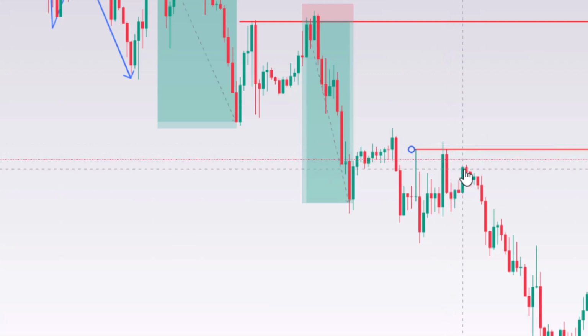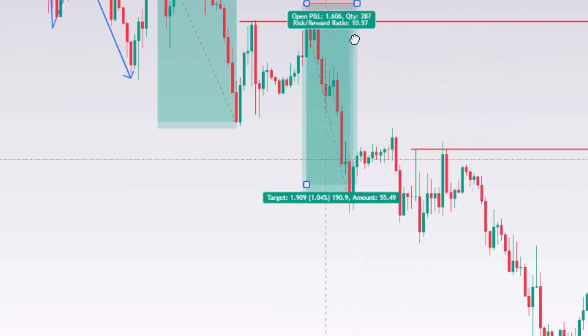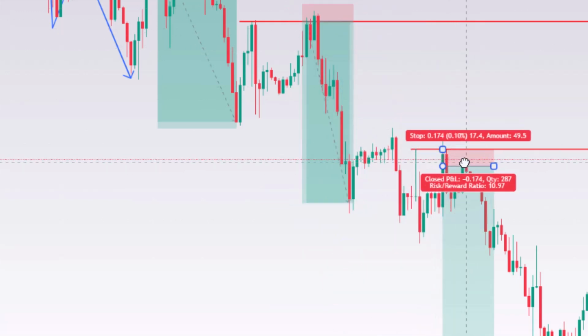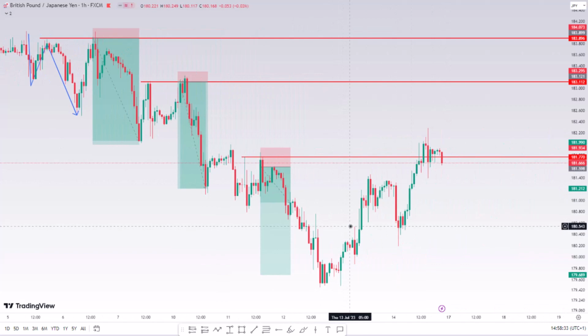What happened? It's a selling opportunity. Once price comes to that zone, you sell, with your stop loss slightly above the high. And what happened? The market then spiked to the downside.